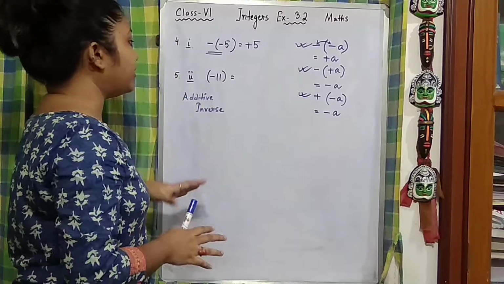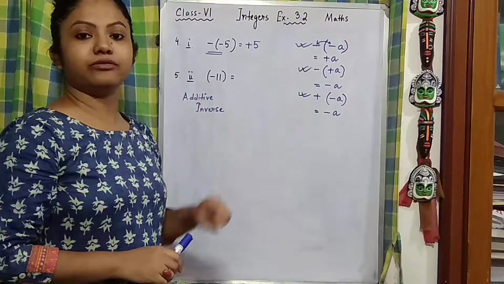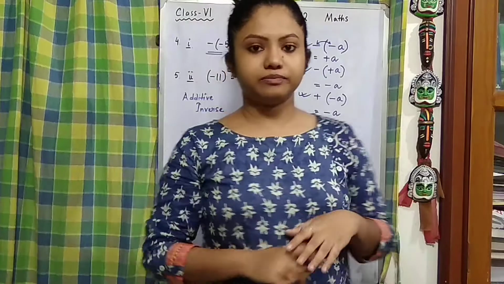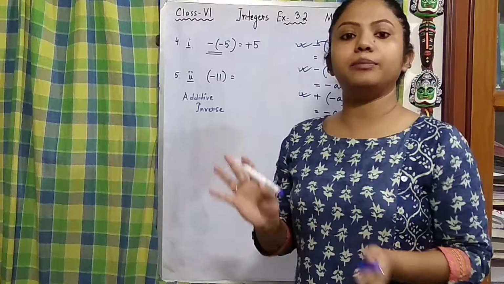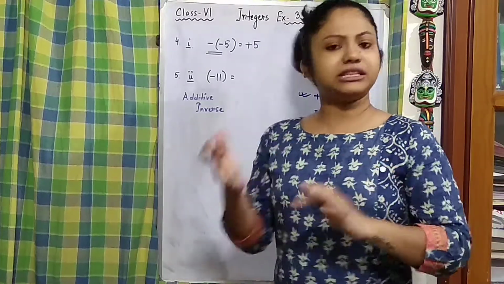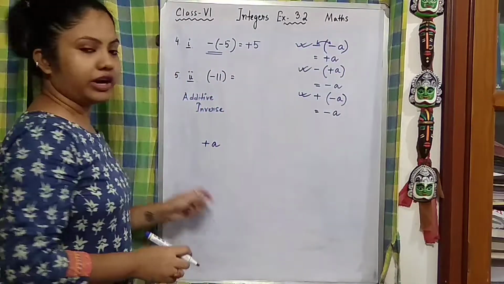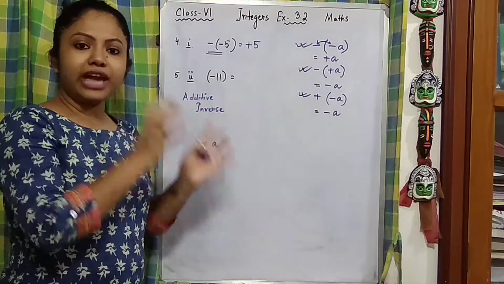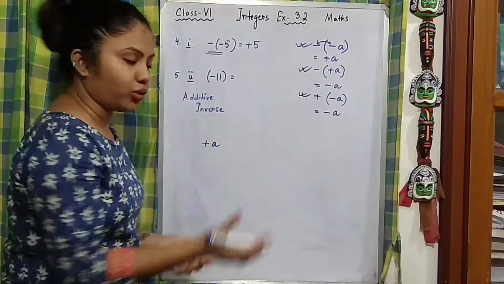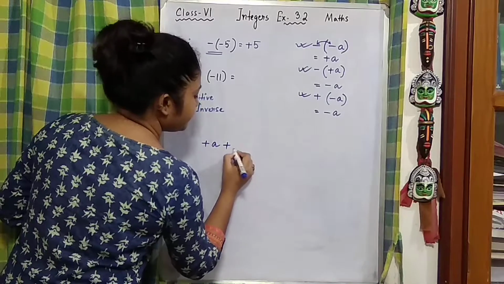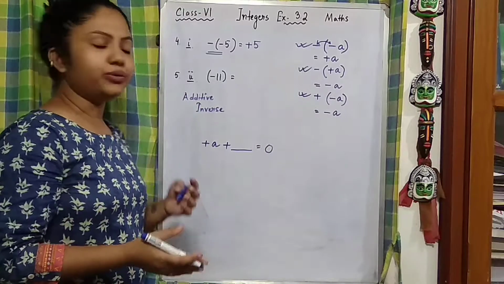Now coming to number 5, what have they asked? They have asked for the additive inverse of -11. What does additive inverse stand for, and how do we find it? Suppose we take an arbitrary number, plus a. When we add this number with something to give an answer of 0, that something is its additive inverse. So how are we going to do it?